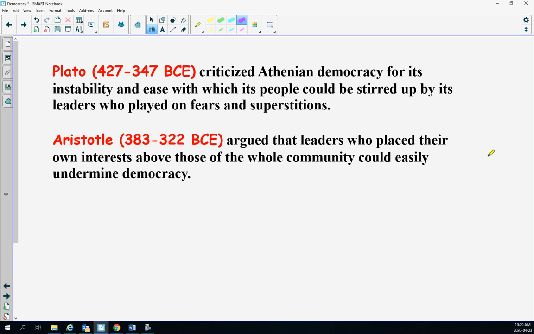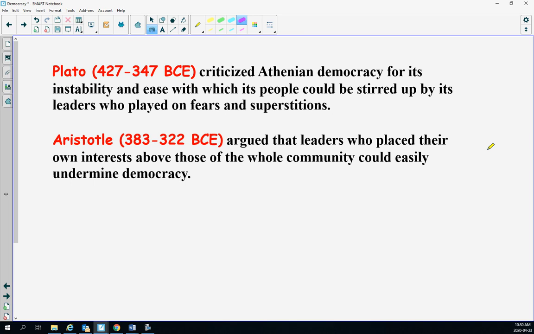And then as early as ancient Greece, the philosophers were already contemplating that democracy is not perfect. Plato criticized democracy. Aristotle criticized democracy for different reasons, but reasons that we can see when we look around today. So Plato criticized democracy for being unstable, and it just seemed really easy for leaders to use democracy at that time by playing on people's fears and superstitions.